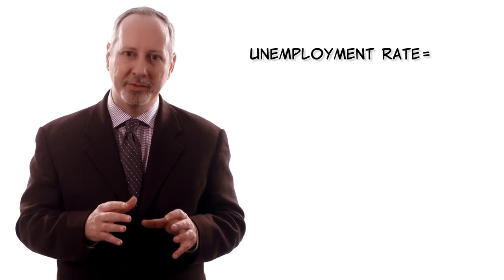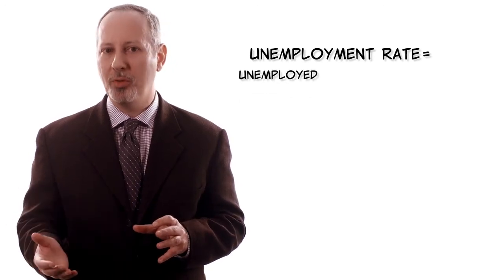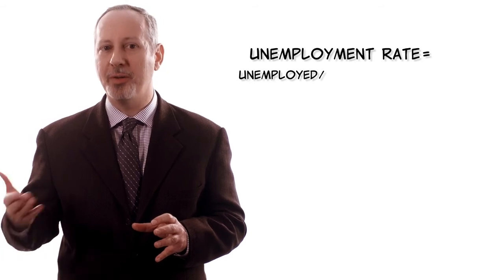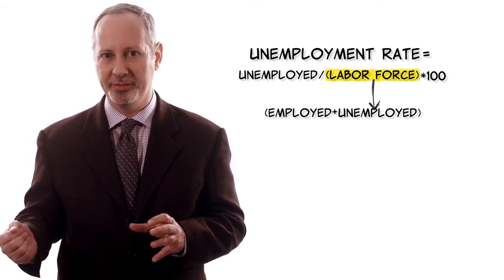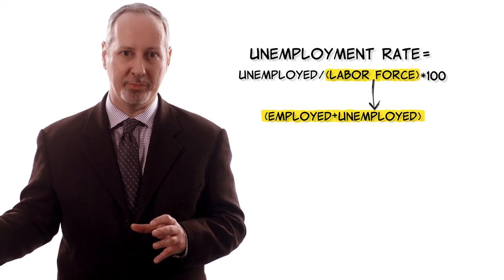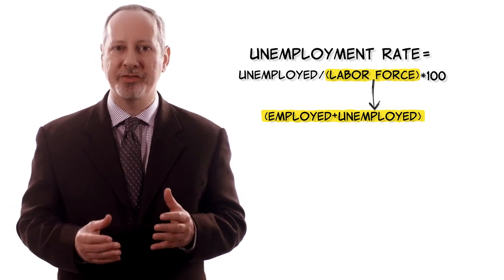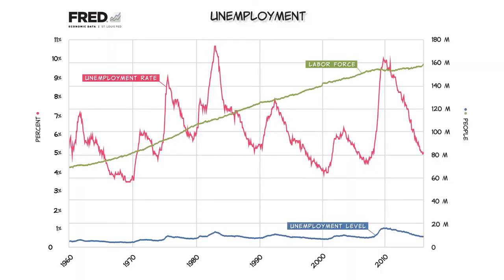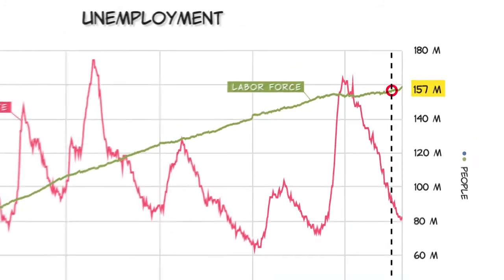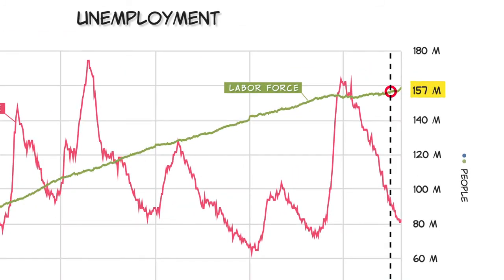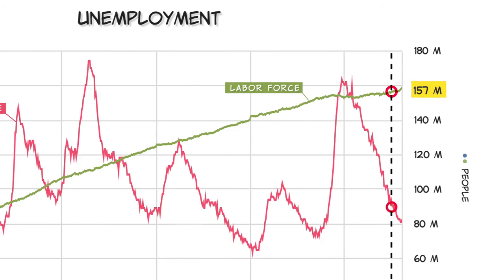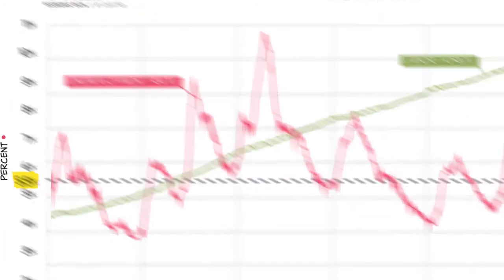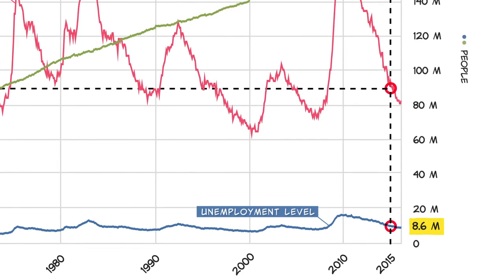The unemployment rate is the number of people who are unemployed divided by the number of people in the civilian labor force, the employed plus the unemployed. Let's add the civilian labor force and the number of unemployed people to our graph to see all of these relationships and get an idea of the magnitudes. We can see, for example, that in February of 2015, there were 157 million people in the labor force. Of these, 5.5% were unemployed, which means that there were 8.6 million unemployed people.